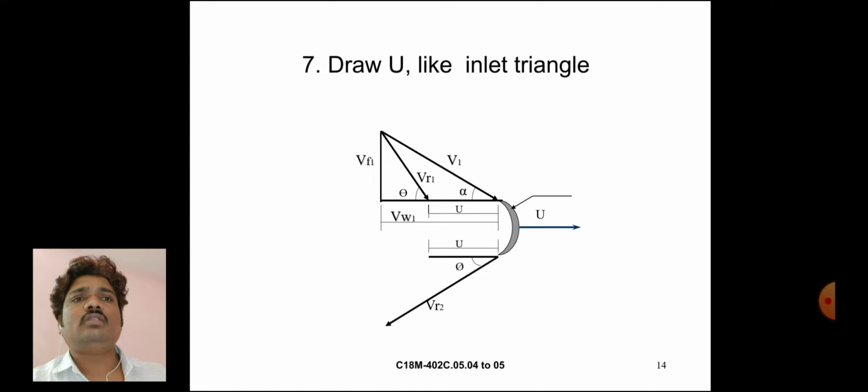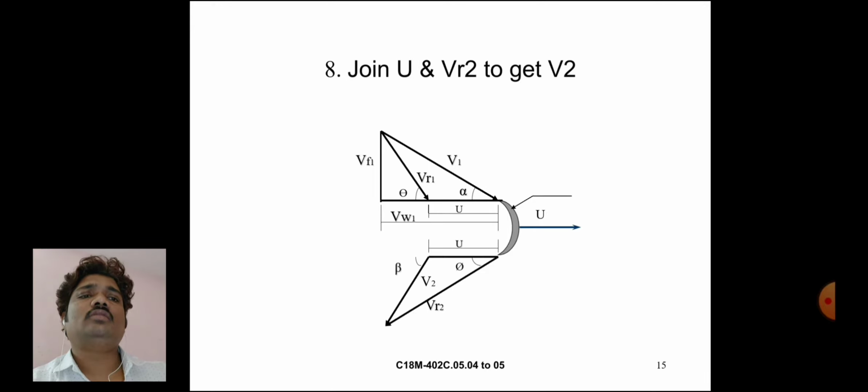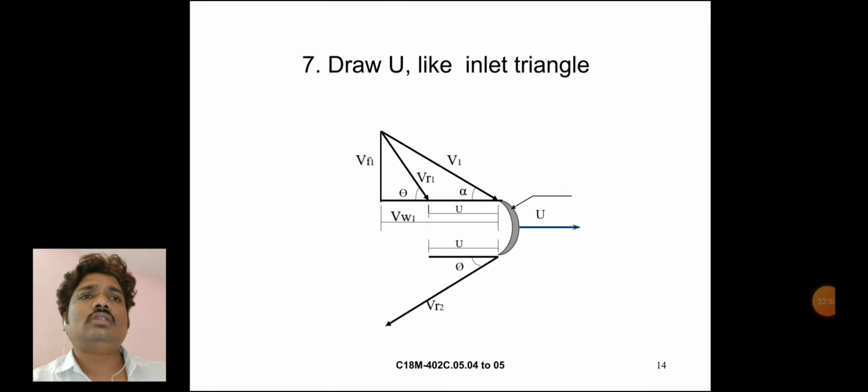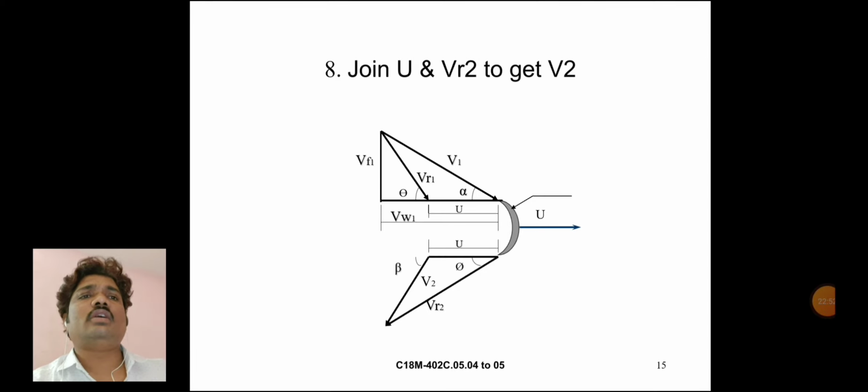This is how to draw u in the inlet triangle. Next, join u and VR2 to get V2. When these two are joined, we will get the steam outlet velocity V2.